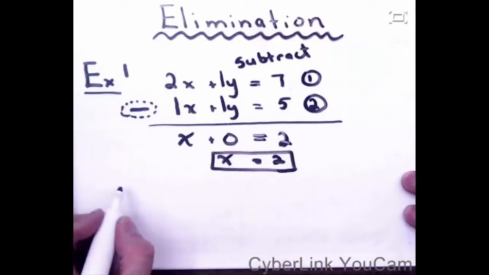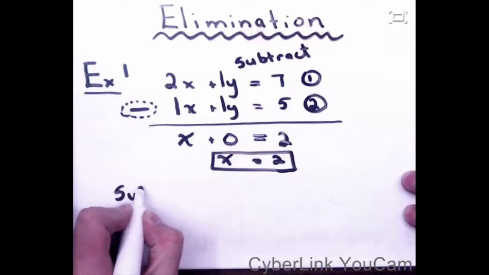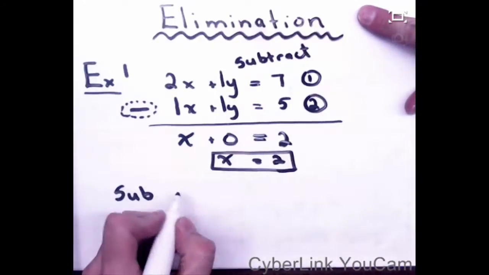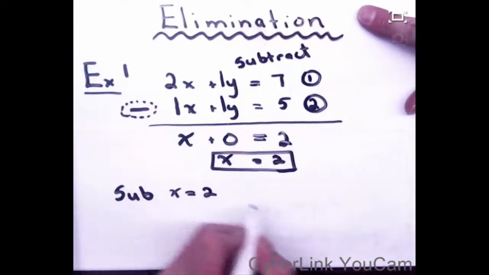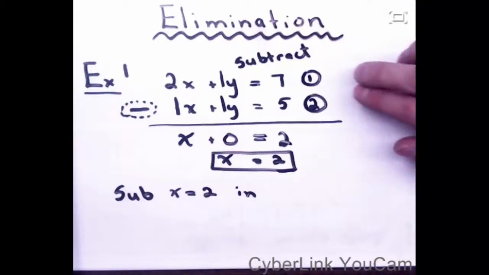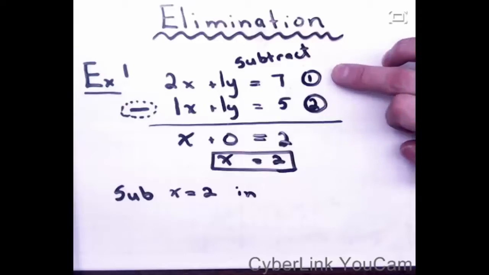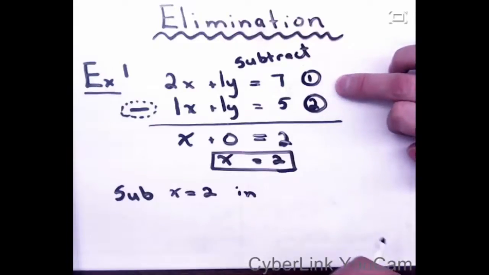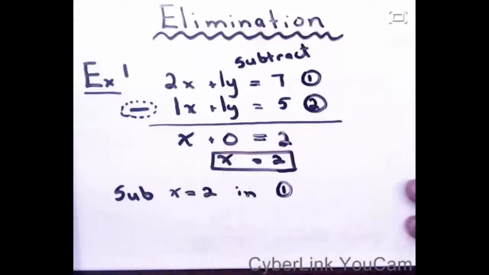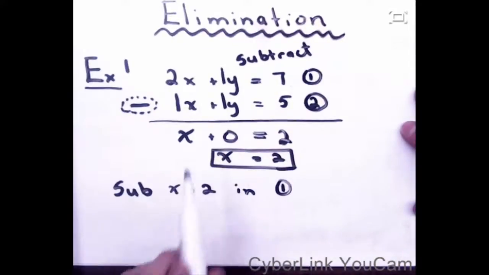To get the second value, you use the same steps we used in substitution. You actually use substitution within the technique of elimination. You're going to sub x equals 2 into one of the equations, and it doesn't matter which one you pick. It never did in the earlier lessons. As long as you put it in one of the two equations, you can find the missing y value. I'm going to go with equation 1, so I'm going to sub it in number 1. Anywhere I see an x, I write 2.